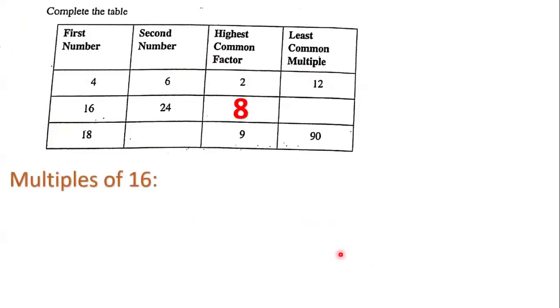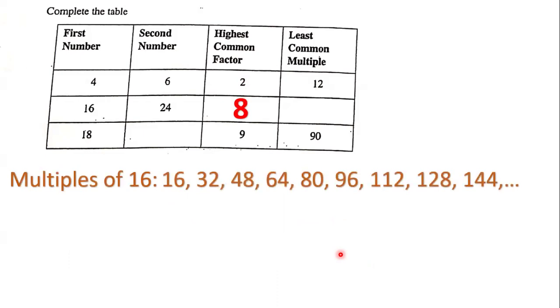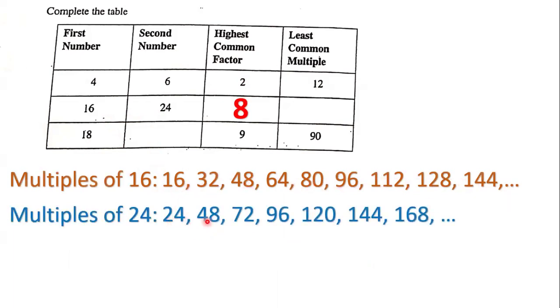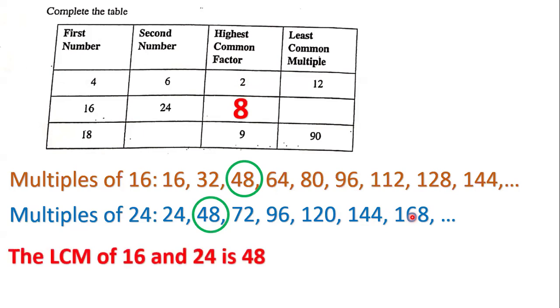Next, we have to determine the lowest common multiple, or the least common multiple, of 16 and 24. So we list the multiples of 16, which are 16, 32, 48, 64, 80, 96, 112, 128, 144, and the list goes on. And the multiples of 24 are 24, 48, 72, 96, 120, 144, 168, and the list goes on. Now, what is the least common multiple of 16 and 24? The answer is definitely 48. So 48 is the LCM, or the lowest common multiple, of 16 and 24.